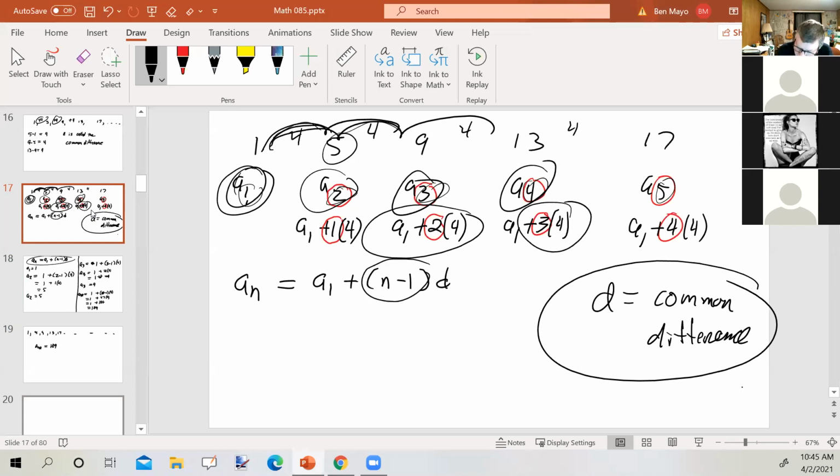But now go back and look. A sub 1, that's the first term. A sub 2, the second term. A sub 3, the third term. A sub 4, the fourth term. How many times do I multiply by the common difference? 3 of them here, 2 of them there, 1 of them there. But this 3 is 1 less than the subscript of the term. So if the subscript of the term is n, n minus 1 would be the number of times we'd multiply by the common difference.